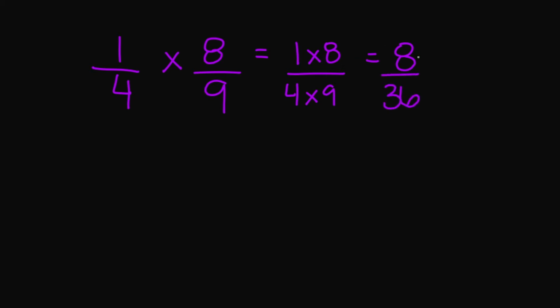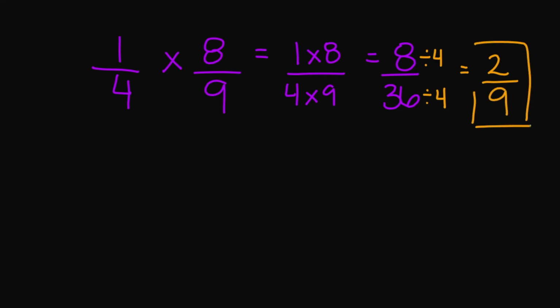And in this example, we know that the number 4 goes into both my 8 and the 36. So 8 divided by 4 is going to give us 2. And then 36 divided by 4 is going to give us 9. So your final answer is 2 over 9.